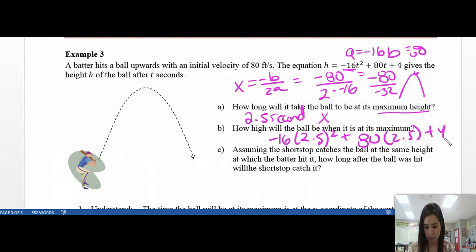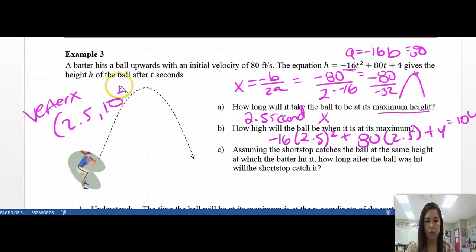Let's go ahead and multiply that. Negative 16 times 2.5 squared plus 80 times 2.5 plus 4. And I end up with 104. So what does that mean? My vertex is at 2.5 comma 104, which means at 2.5 seconds it's at 104 feet. So how high will it be? It will be at 104 feet.